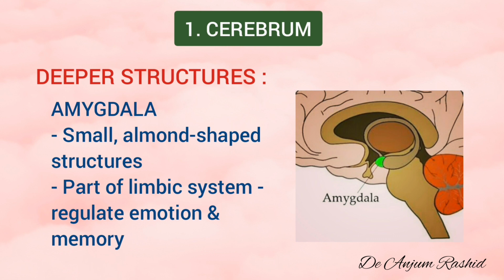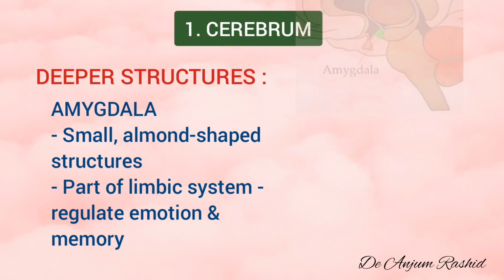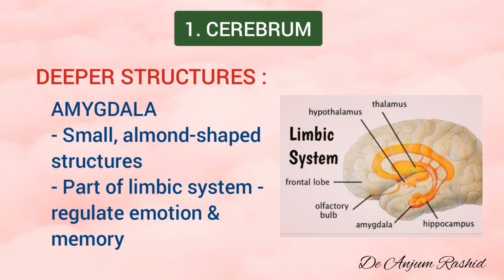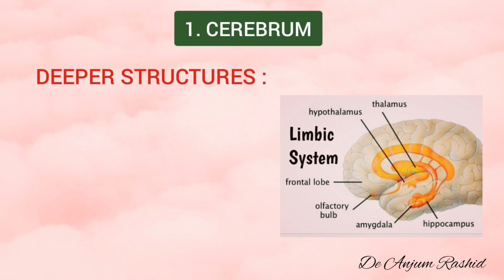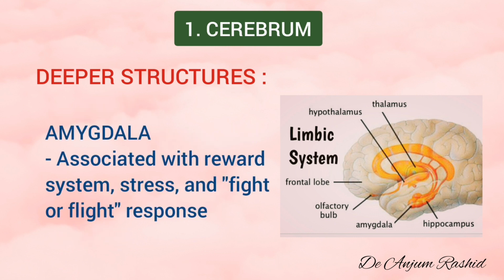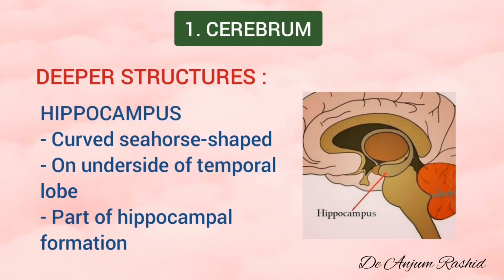It is a small almond-shaped structure and it is located under each hemisphere of the brain. It is included in the limbic system, which regulates emotion and memory. Limbic system is also associated with the brain's reward system, stress, and the fight or flight response when someone perceives a threat. Another important deeper structure is the hippocampus.